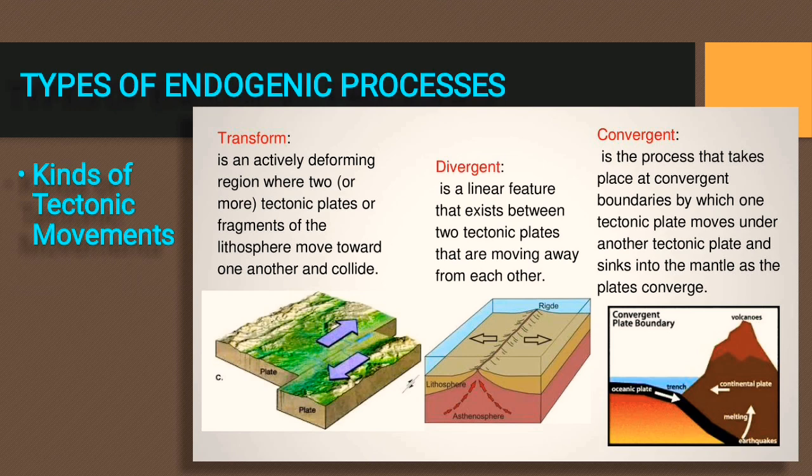And then we have the convergent boundary. This is also known as the destructive boundary. This is the area on Earth where two or more lithospheric plates collide. One plate eventually slides beneath the other, a process known as subduction. The subduction zone can be defined by a plane where many earthquakes occur, and that's the type of plate tectonic boundaries under kinds of tectonic movements.